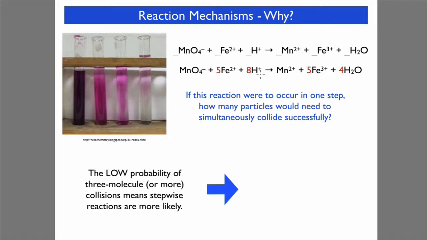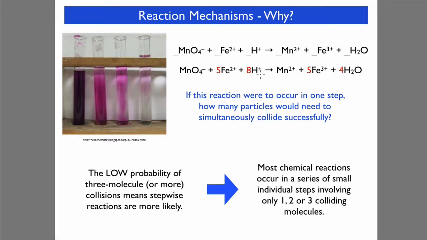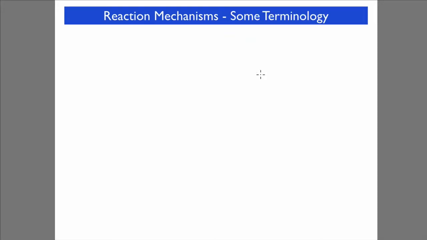So the low probability of 3 molecules or more colliding means stepwise reactions are more likely. You do get some 3 molecule collisions, but they're extremely rare, and above that, almost non-existent. Most chemical reactions occur in a series of small individual steps involving 1, 2 or 3 colliding molecules.